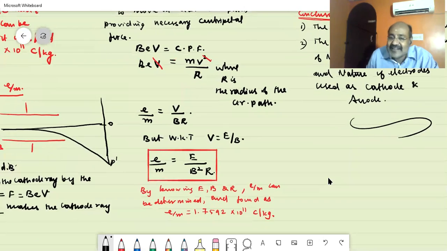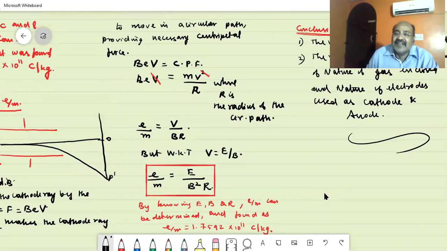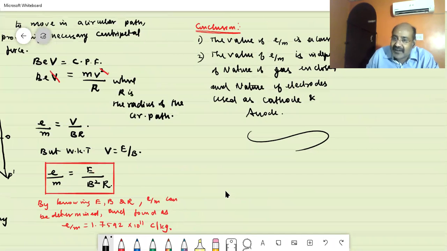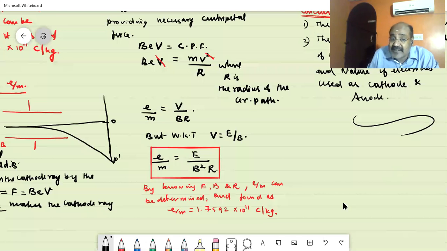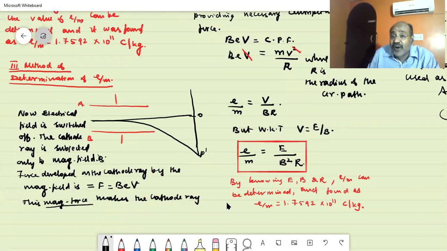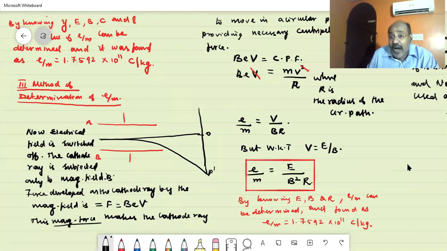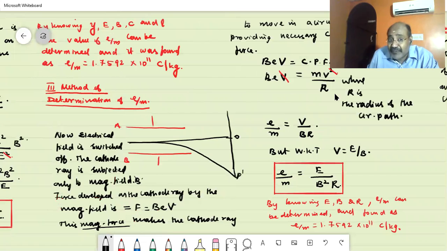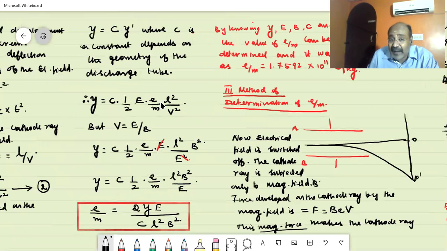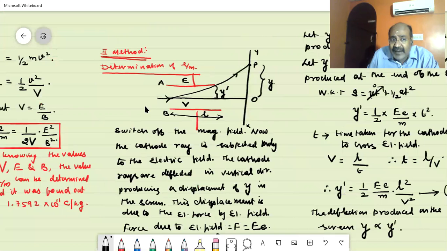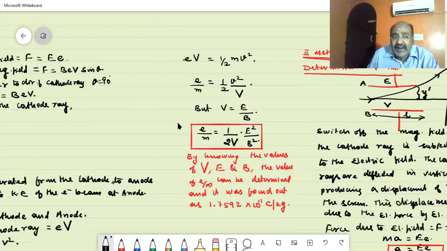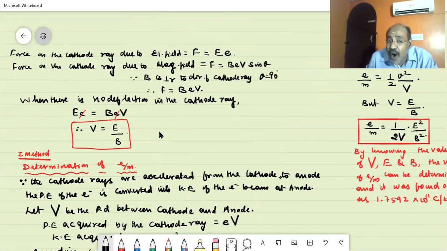Hope you have understood this question, an important question which may be asked for 5 marks. But all the three methods won't be asked in a single question. Any one of the methods will be asked to determine the value of e by m. Whichever is asked, before writing method 1, method 2 or method 3, you have to write up to the determination of velocity V. It is common for all.